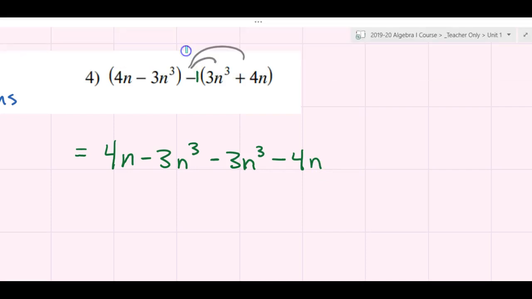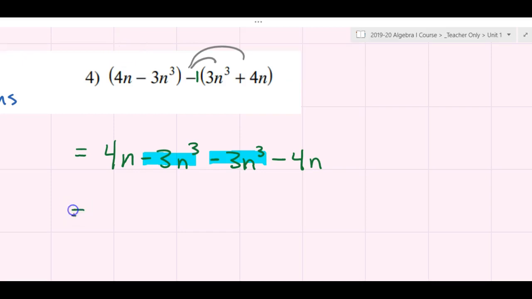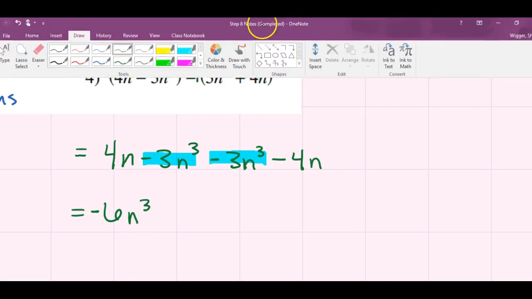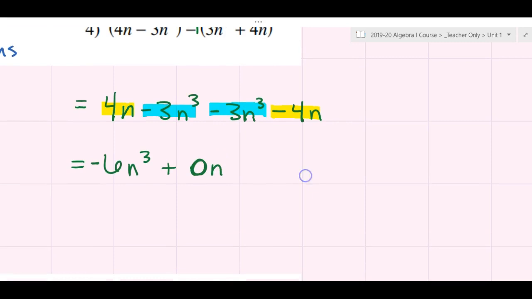Now we will look for like terms. I have a -3n cubed and another -3n cubed. So I have -6n cubed. Then I have a 4n minus 4n. 4 minus 4 would leave us with 0n. And when we multiply anything by 0, it is 0. So there's no need to write 0.